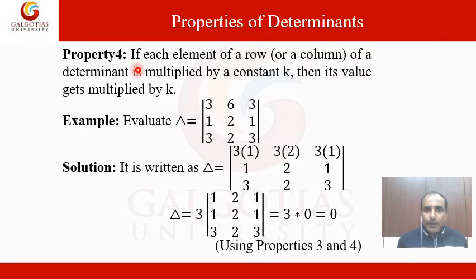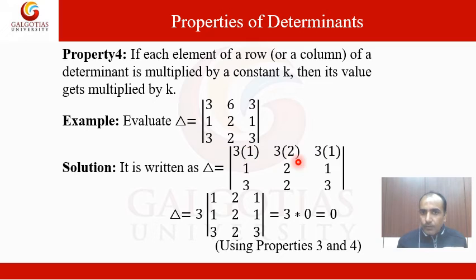Property 4. If each element of a row or a column of a determinant is multiplied by a constant k, then its value gets multiplied by k. That means if we multiply by a non-zero number k any row or column of a determinant, then the value of determinant is also multiplied by the constant k. Discuss with an example. Here the given determinant is this. Now we can write this determinant as 3 written as 3 into 1, 6 written as 3 into 2 and 3 written as 3 into 1.